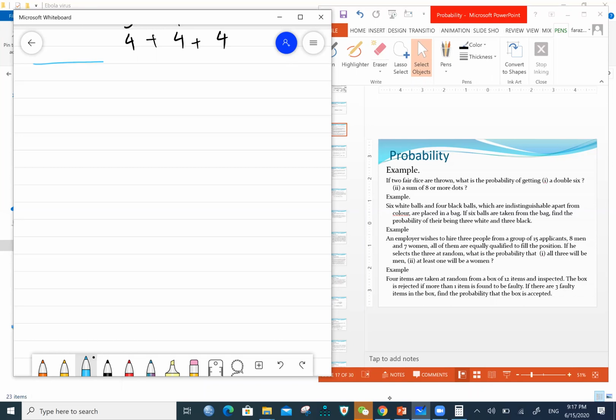So first example, we draw a sample space. We are rolling 2 dice, so we can write 1, 2, 3, 4, 5, 6 here and 1, 2, 3, 4, 5, 6. So you can list down all the possibilities.